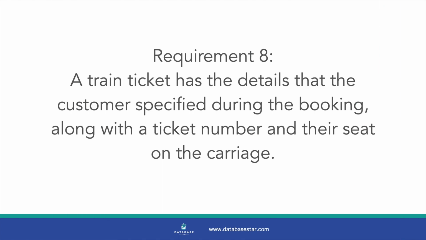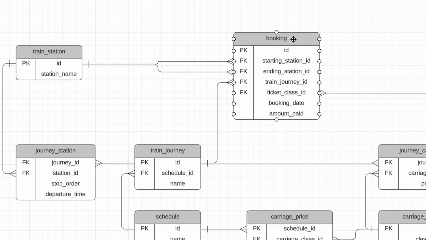A train ticket has the details that the customer specified during the booking, along with a ticket number and their seat on the carriage. We could add a new table for the train ticket, but a train ticket seems to be similar to a booking, and it's something that is printed or generated based on this information. So we could achieve this by adding a few fields to the booking table, which would be included on any generated ticket. We'll add a ticket number to the booking table, which can be generated by the application or the database. We'll also add a seat number.